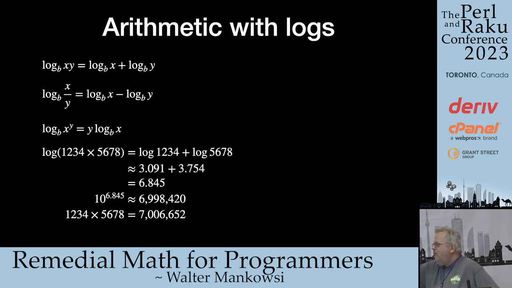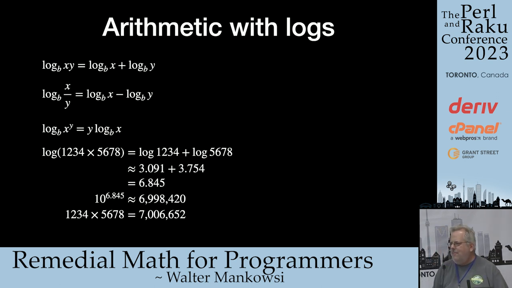Suppose you want to take the log of 1234 times 5678. You can compute the log of 1234 and the log of 5678. You get those numbers, 3 point something and 3 point something. You add them up, you get 6.845. And if you take 10 to that number, you get something that's actually pretty close. It's only about 1% off.